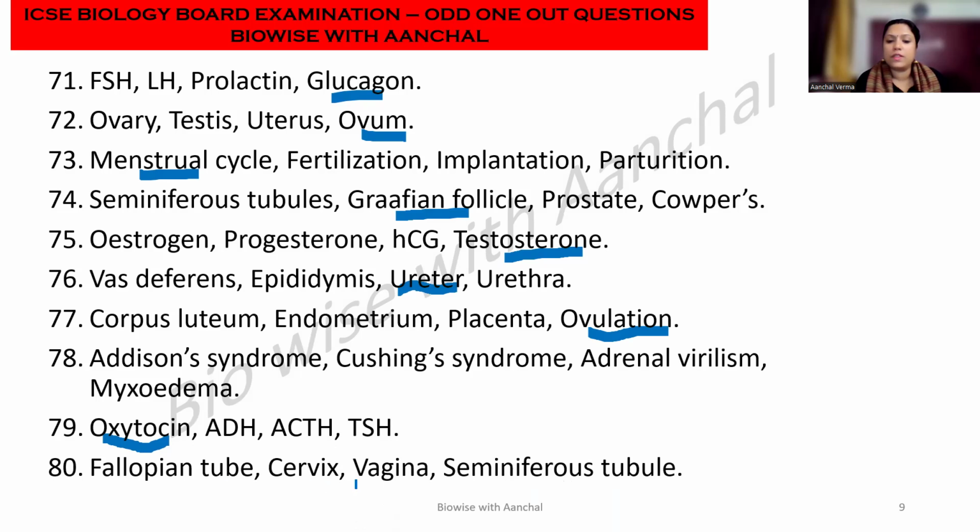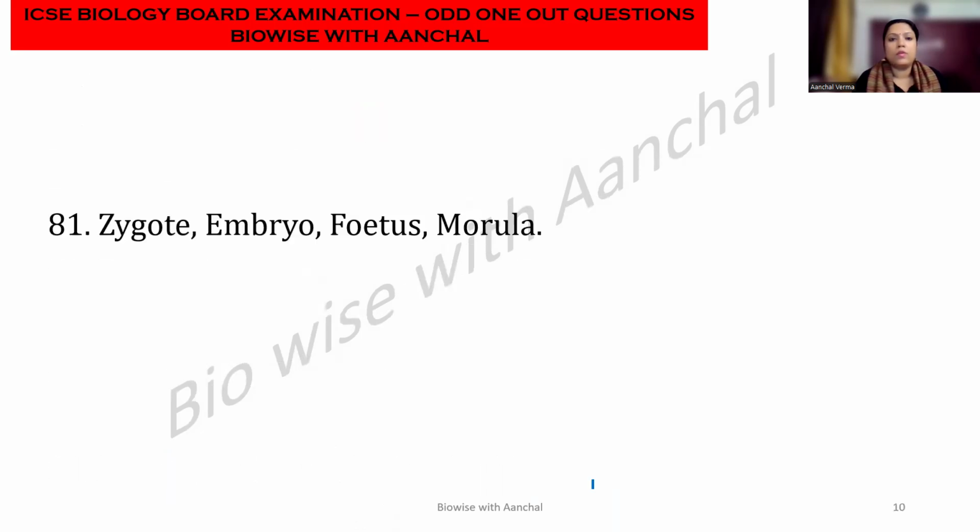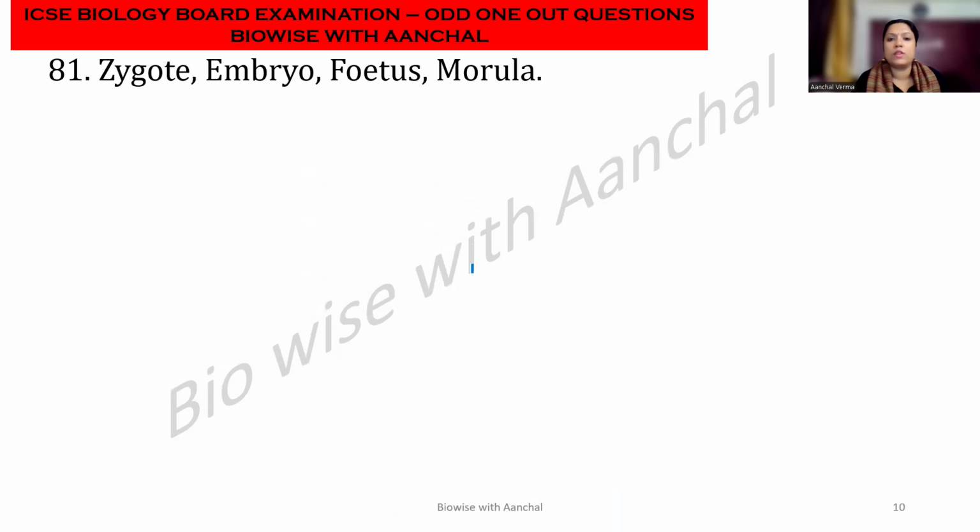Fallopian tube, cervix, vagina, and seminiferous tubule. Seminiferous tubule, because the rest are parts of the female reproductive system. Okay. Moving to the next, zygote, embryo, fetus, and morula. Here, zygote becomes an embryo, and the embryo becomes a fetus. Morula is a different cell stage. So here I can have zygote. Zygote is unicellular, the rest are all multicellular stages of fetal development. But zygote is a single cell stage.